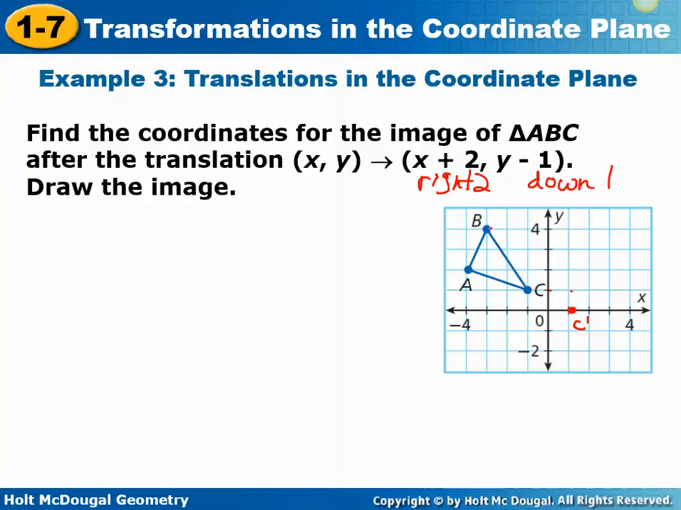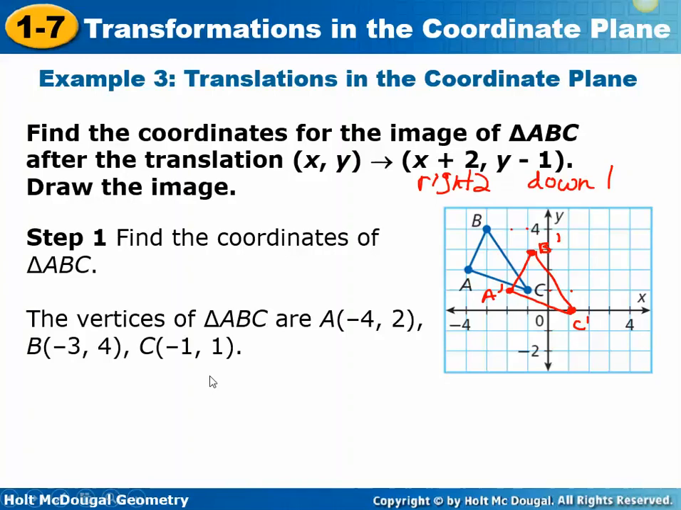And then I'll do the same thing for B. I'll go right 2 and down 1. That would be B prime. And then for A, I'd go right 2 and down 1. So A prime will be right over here. And then we connect these with nice straight lines. And this triangle, the red triangle, should look exactly the same as the blue triangle except moved. Let's see how we did.